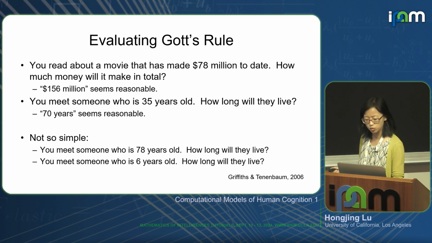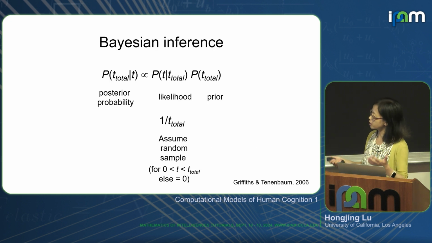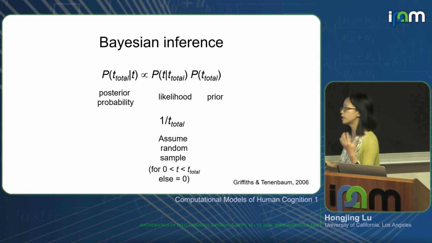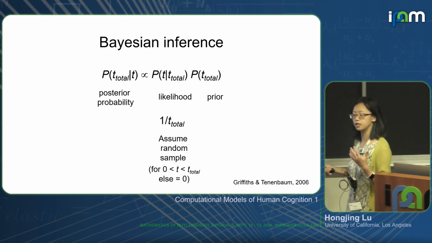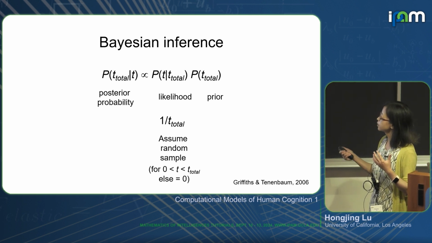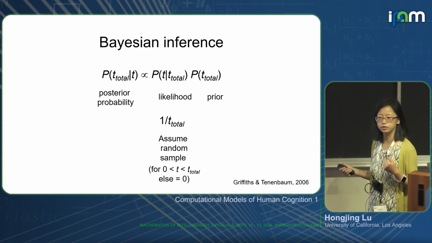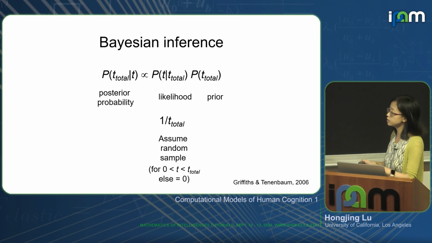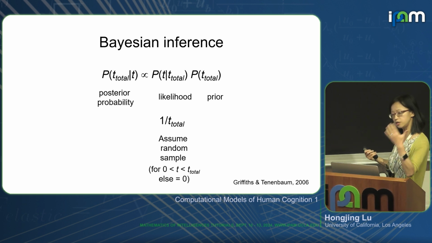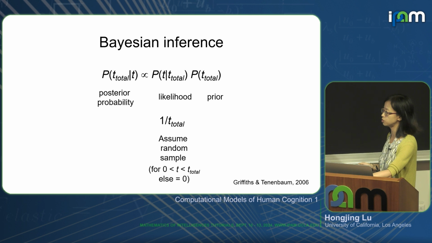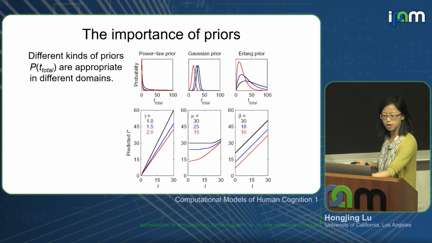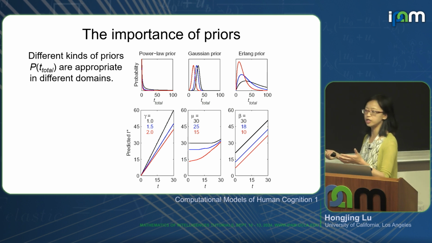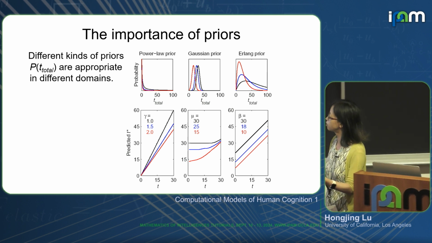So now what we can do is keep the same likelihood, because the random sample is a pretty reasonable assumption in this prediction problem, but look at the prior distribution. When you introduce different types of prior distribution, you should expect that human judgment will change. So this is purely simulation work from the mathematical models.